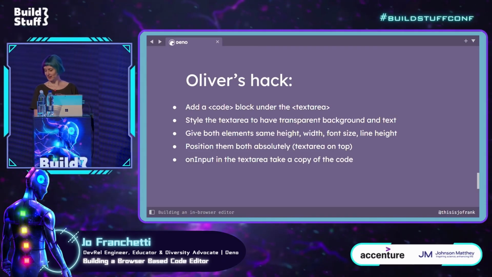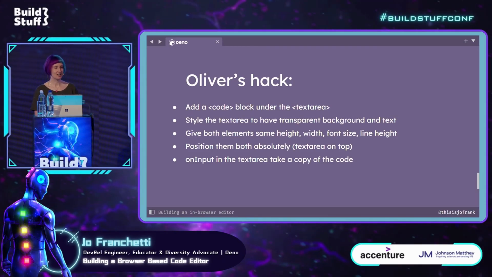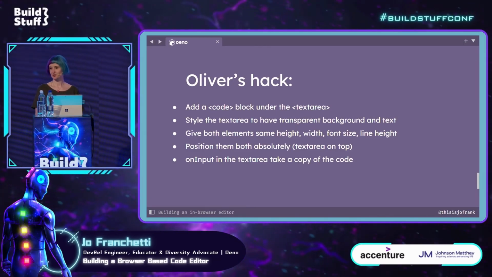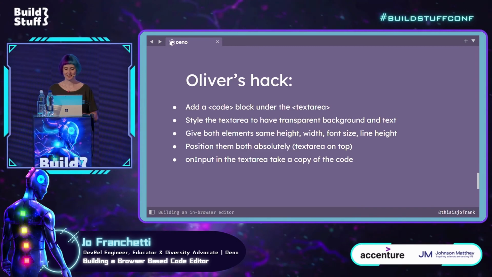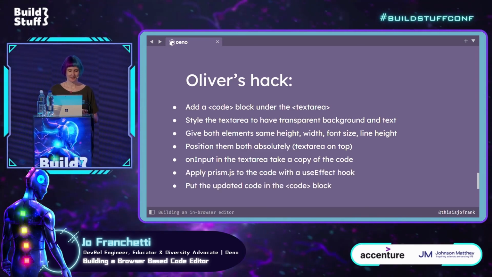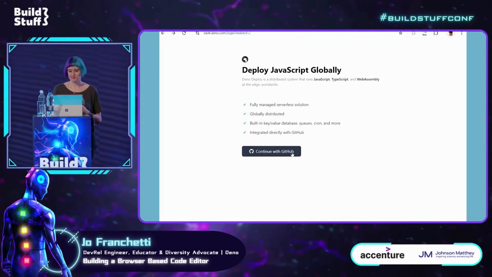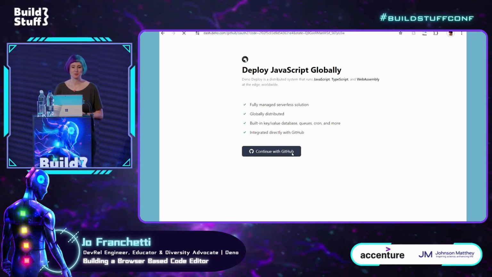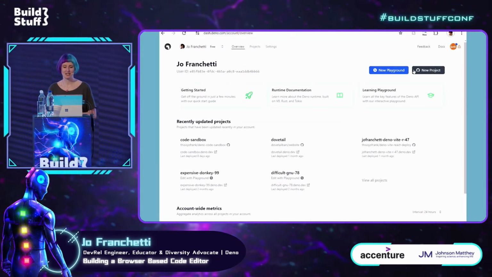So amazing, that is our finished app. The only thing left to do is to deploy it, and then I will show you what our syntax highlighting looks like. There we go. So I'm using Deno Deploy to deploy this, as I mentioned.